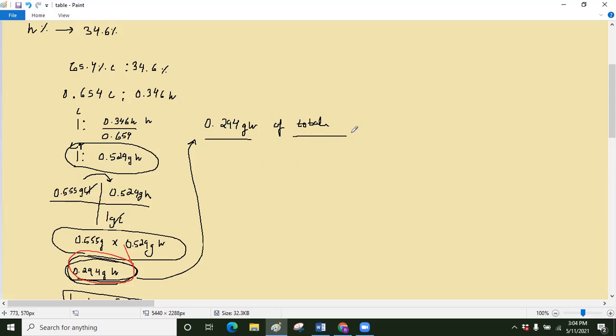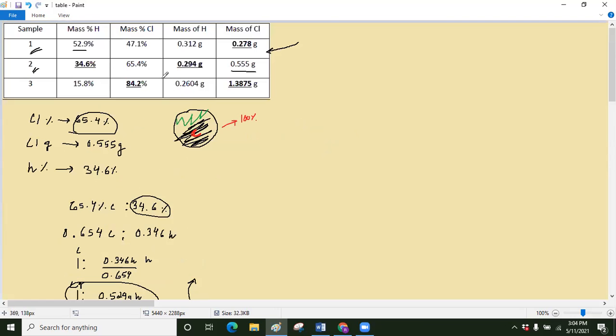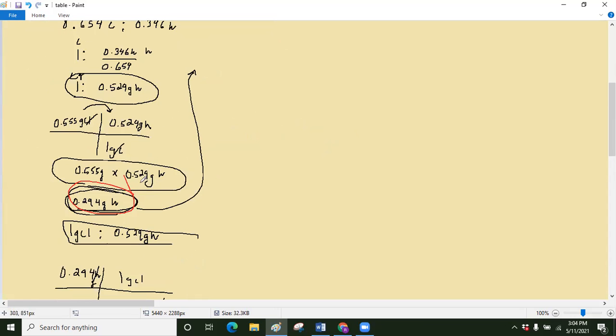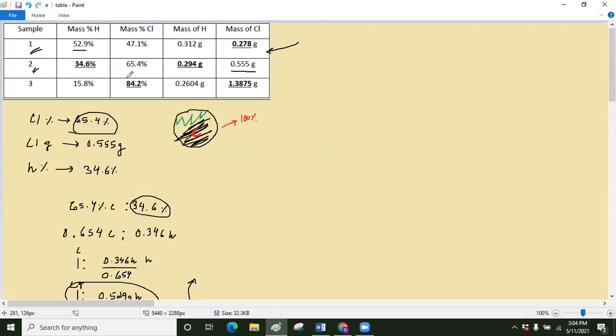But of course, it's apparent that we probably want the total in order to even do that. And so if you essentially want to do that, well, let me just go ahead and say that we already figured out the percentage, 34.6. I'll leave this part for if you can't figure out the percentage. So we already have 34.6 as the percentage for hydrogen, and we already have 0.294 for the mass, and that's essentially accurate.